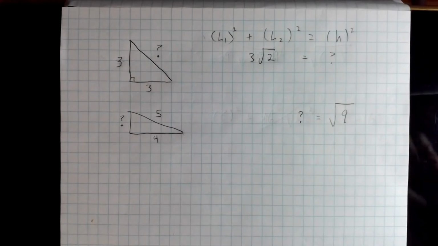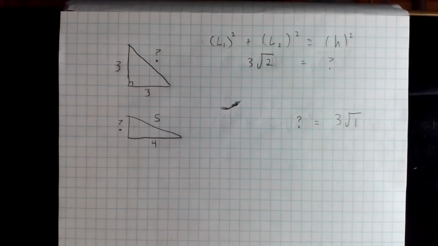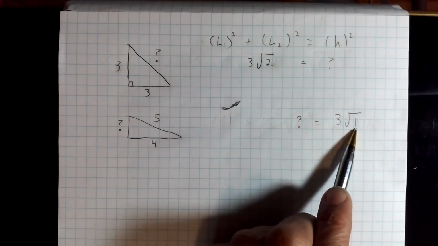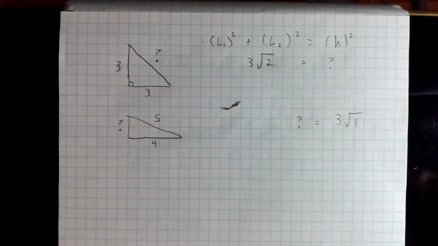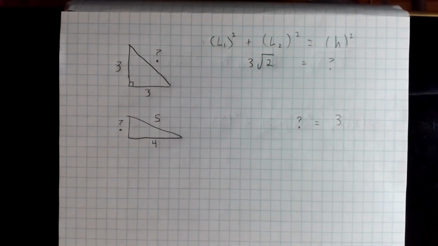And so the square root of 9 is the same as the square root of 3 times 3. And I haven't really said this before, but I should. When the two 3's come out of the square root, really there's a 1 left inside. And the square root of 1 is just 1. And ultimately the question mark ends up being 3.